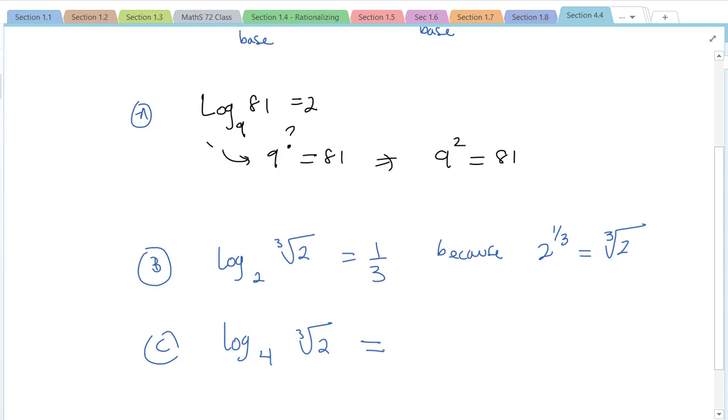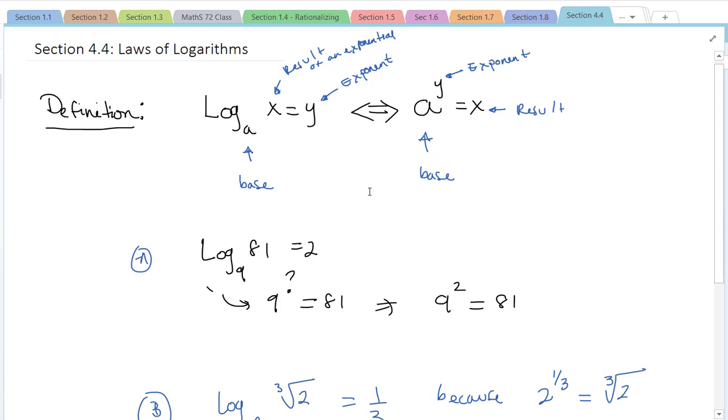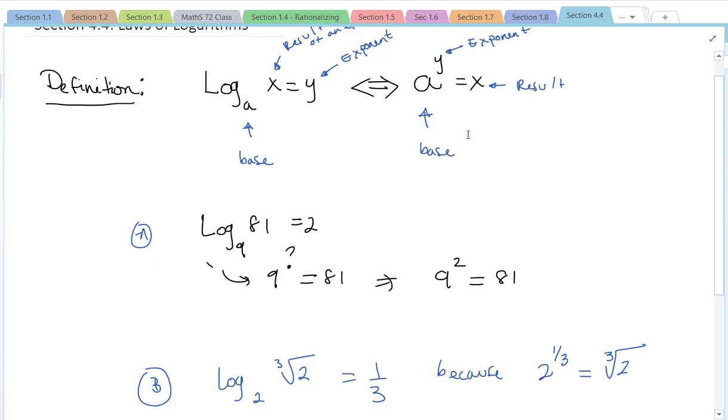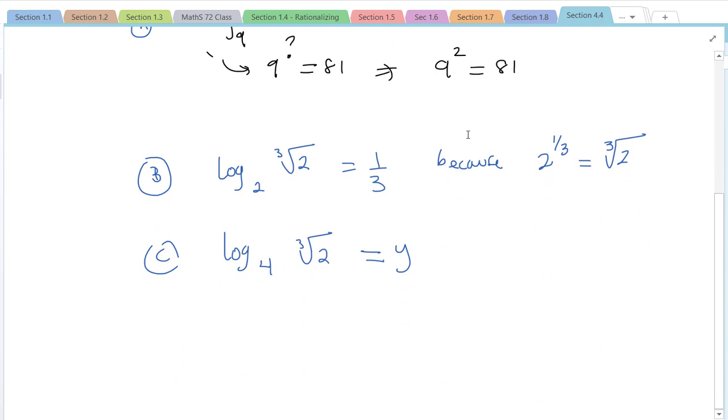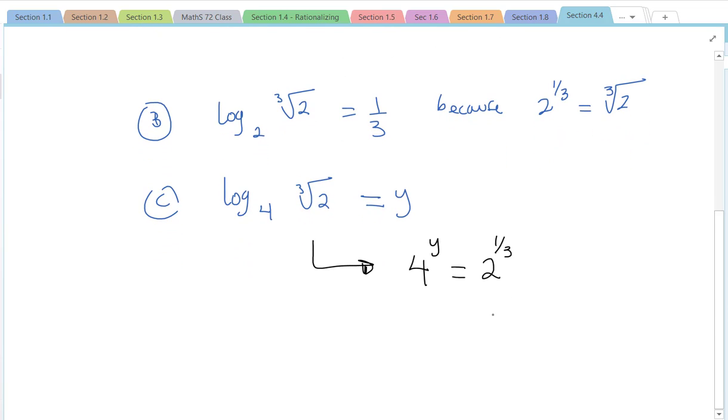So whenever you don't know, you can call it y and use the definition of the logarithm. So I have it equal to y, and now I can use the definition to write it as an exponential. Oftentimes with logarithms, we have to write them back as exponentials because exponentials are easier to work with. So this will become 4, the base, to the y, the exponent, equals the cube root of 2. And we already know that the cube root of 2 is 2 to the 1/3 from the previous problem. And now we look at this and we're like, okay, so I have 4 to the y equals 2 to the 1/3.